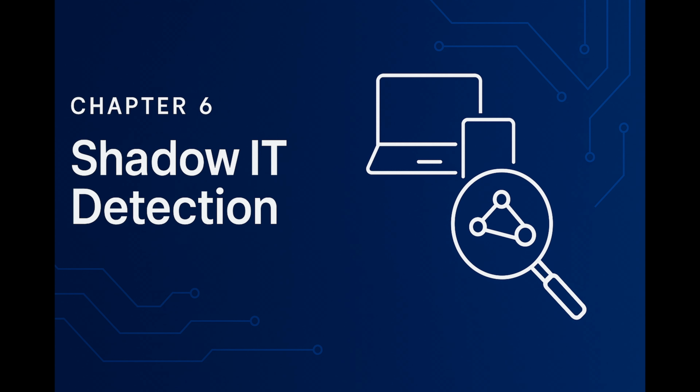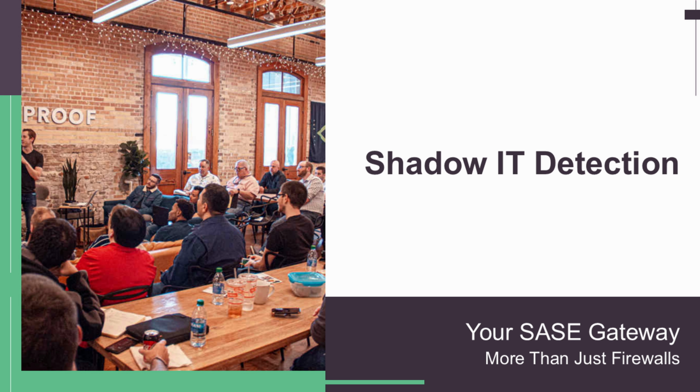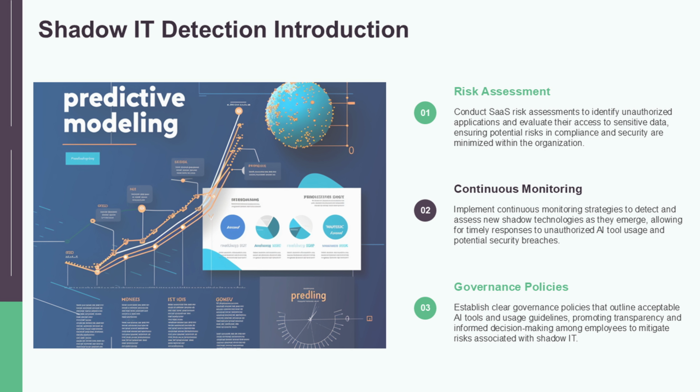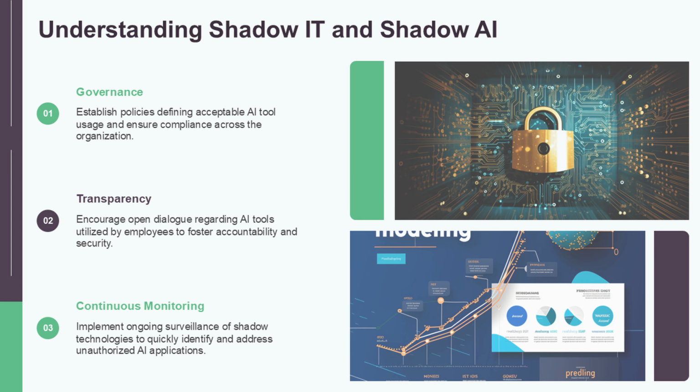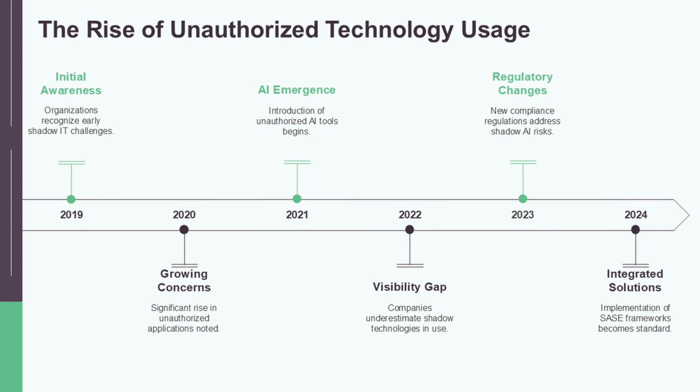Shadow IT detection has become increasingly critical in SASE environments as organizations face the growing challenge of unauthorized technology usage, especially with the emergence of shadow AI. Unlike traditional shadow IT, which involves unsanctioned hardware or software, shadow AI represents a more sophisticated threat through the unauthorized use of AI applications that often operate stealthily within browser extensions or AI-enabled SaaS tools.